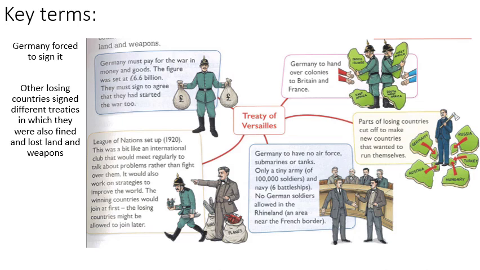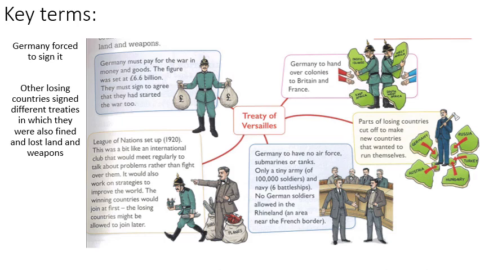Underneath that, you have got parts of the losing countries that were cut off to make new countries that wanted to run themselves. So this goes back to the territorial terms of the treaty. Countries were divided and plebiscites took place. A plebiscite is when a country is allowed to decide who wants to run it. They take a vote. And we spoke a little bit about that previously.